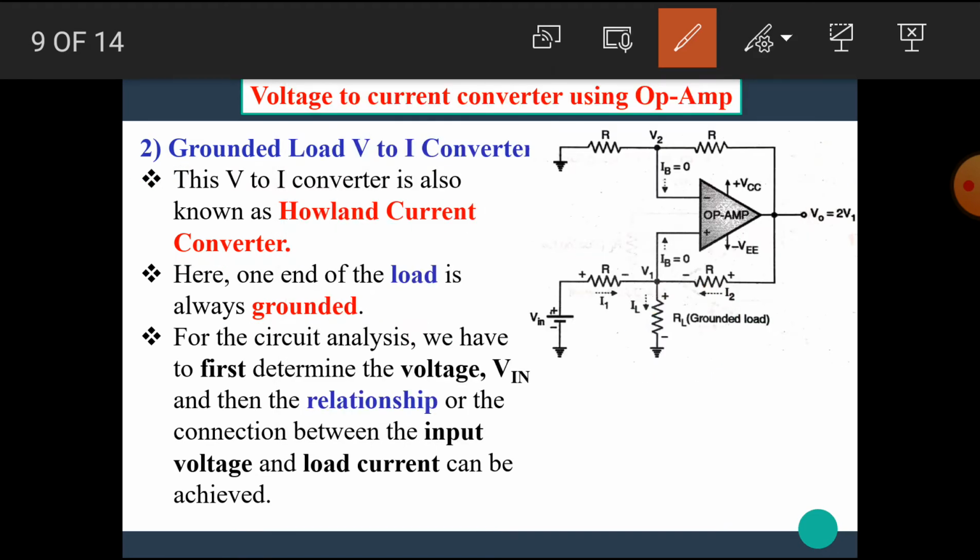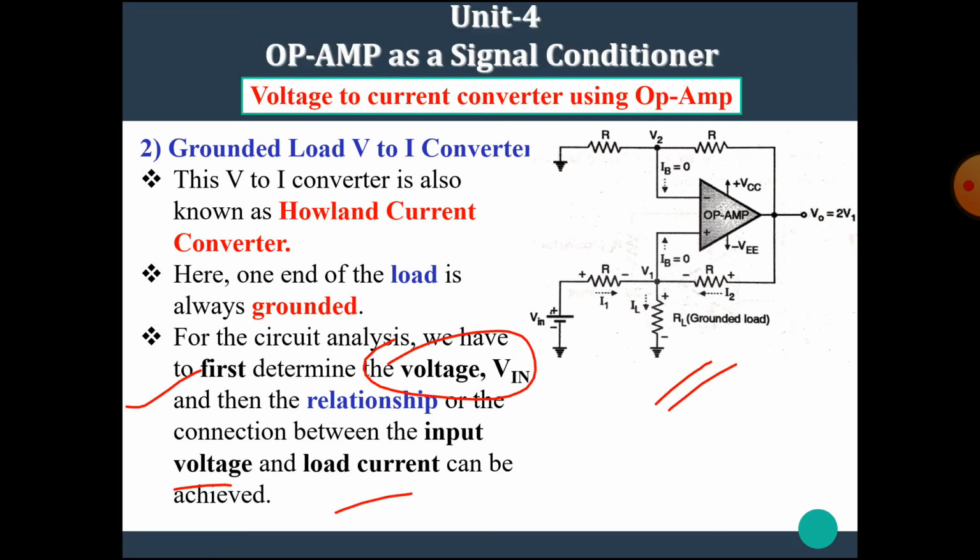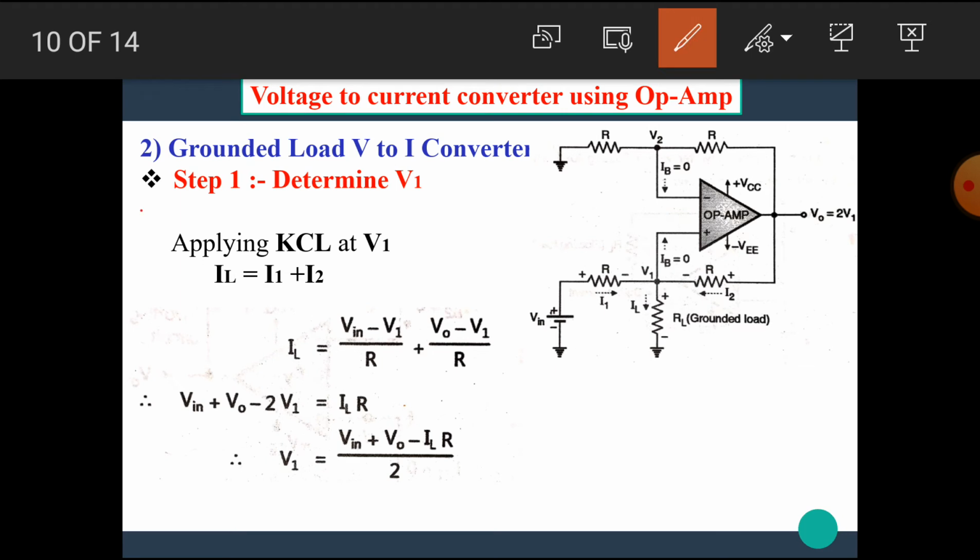Now for the circuit analysis, we can obtain the expression of the final output in two steps. First, we have to determine the voltage V1, and then we have to find the relationship between the input voltage Vin and the load current. Let's start with the first step: to determine V1, that means to determine the voltage at this point.